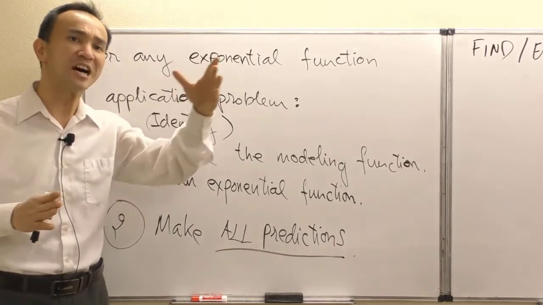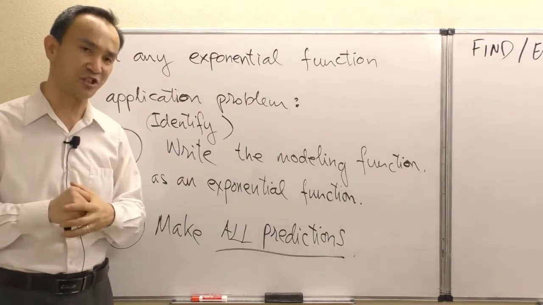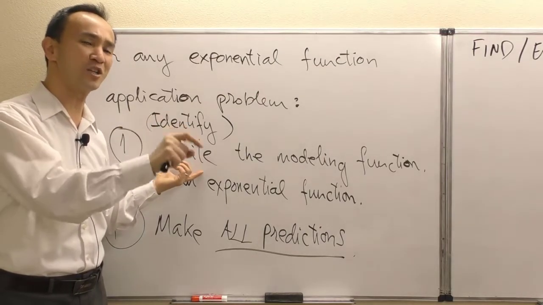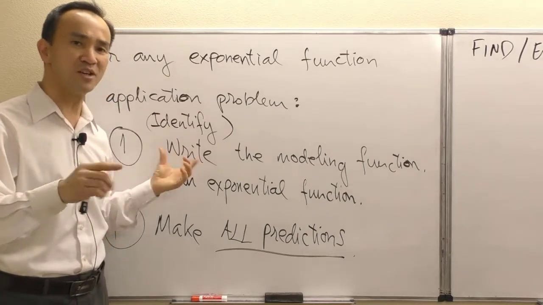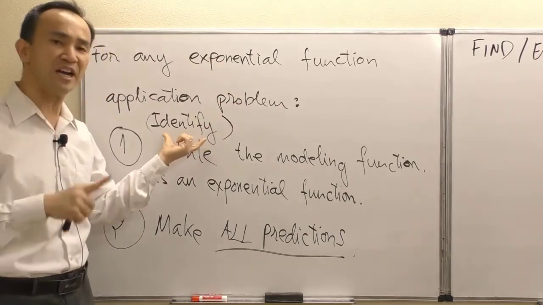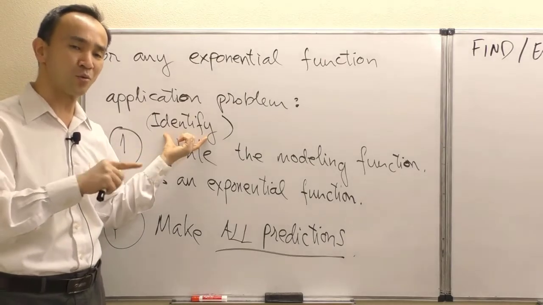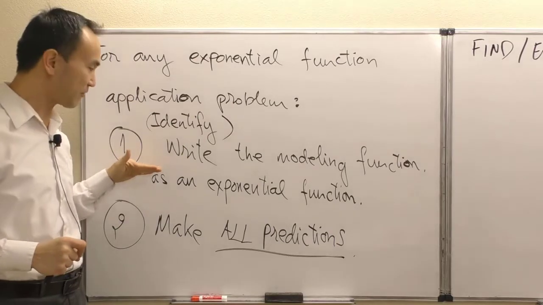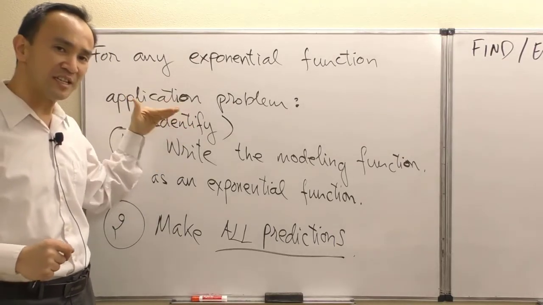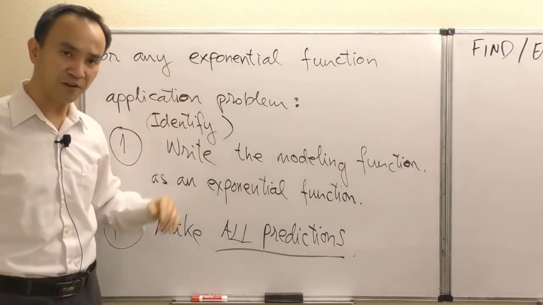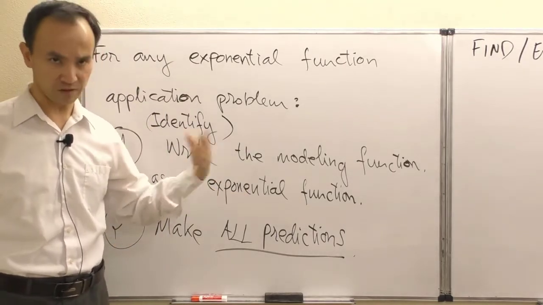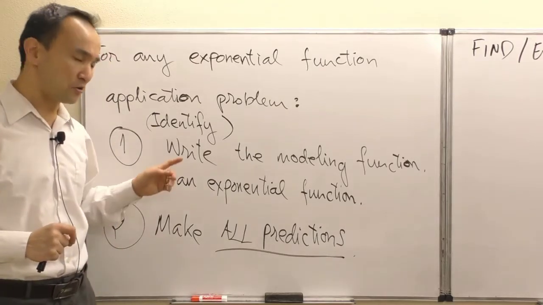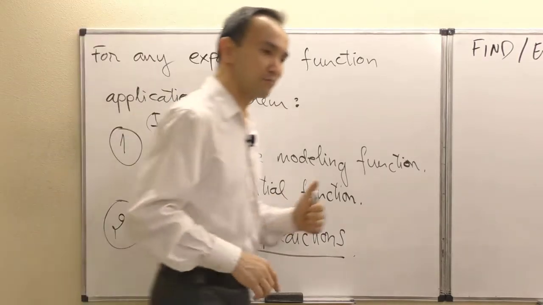But then there are times, for example in the problem I just showed, when we don't have to write the function because the function was already given. And so in that case, we simply read through the problem and identify where the function is that we can use. Okay, so that's a big important step right here. We must always be able to identify or write the modeling function as an exponential function in these kinds of problems. Okay, and so now back to the wording of the problem.